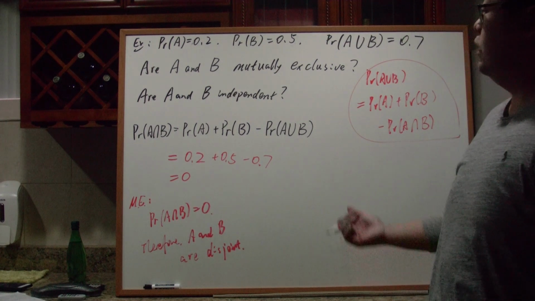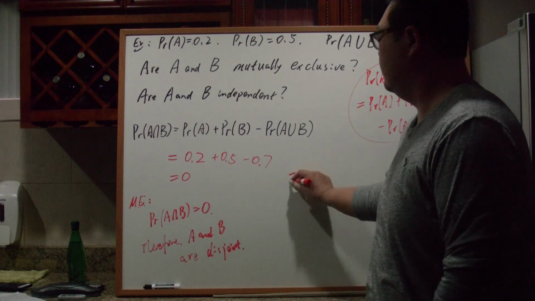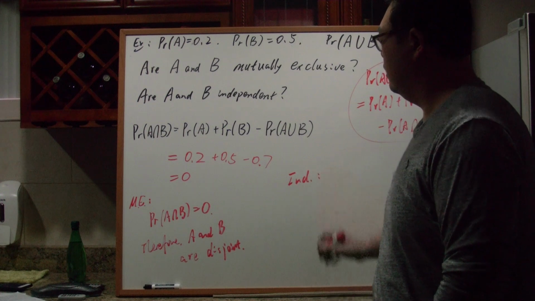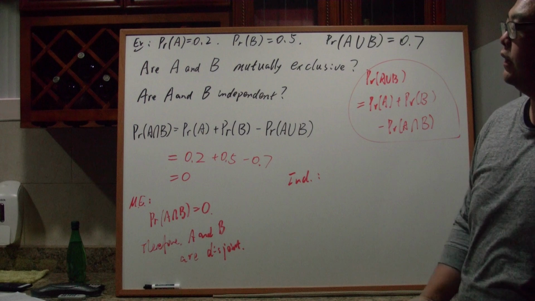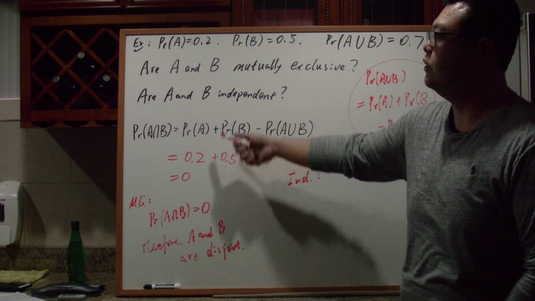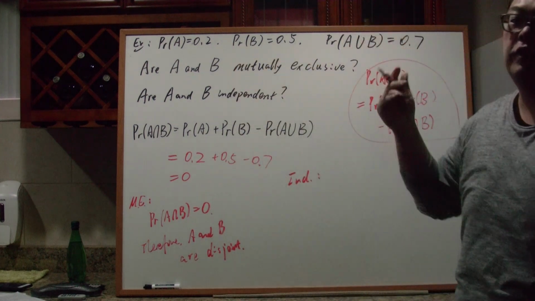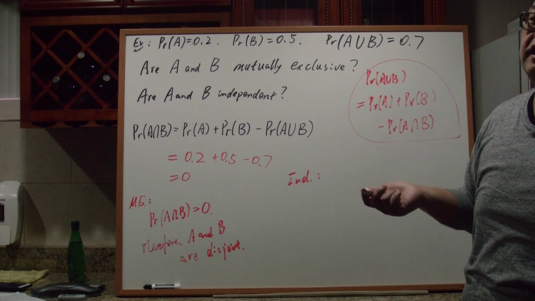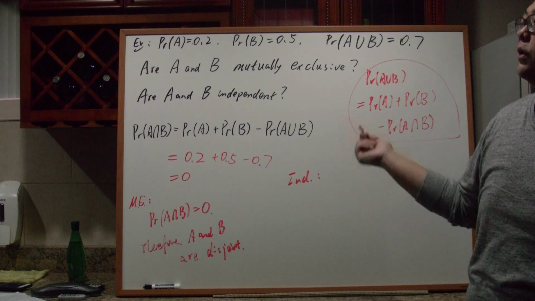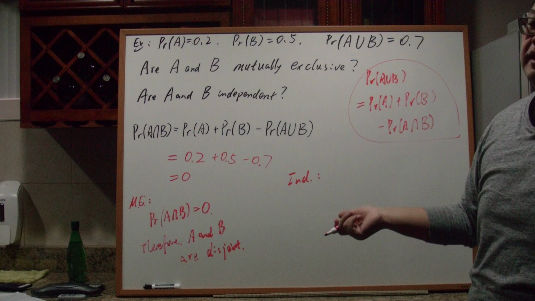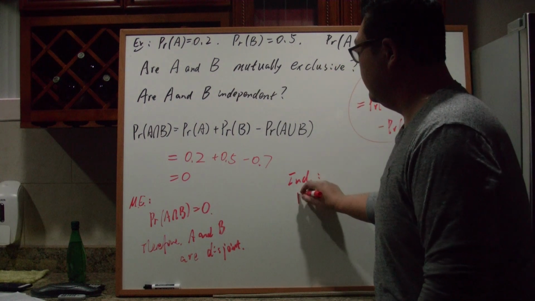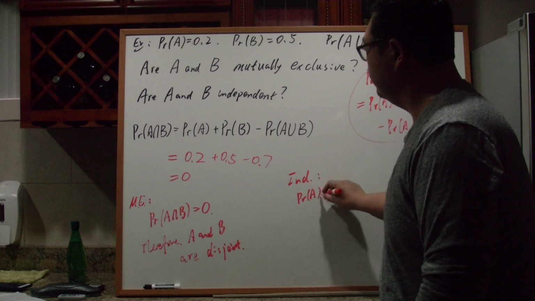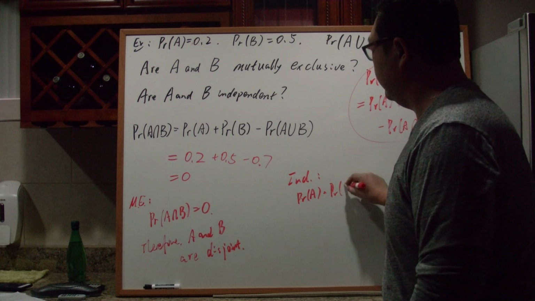And check for the independent. We need to check another thing. We get the intersection equal to 0. What about the product? The formula tells us if the intersection equals the product, then they are independent. But we don't know here. So we need to check the product of each probability.